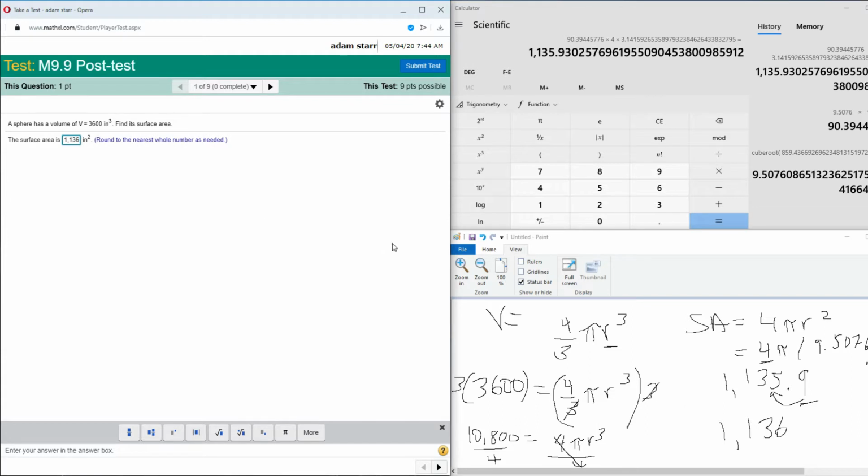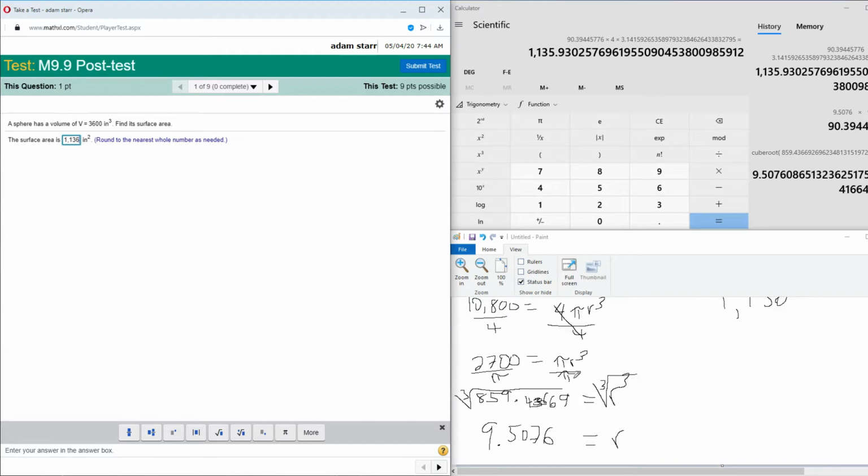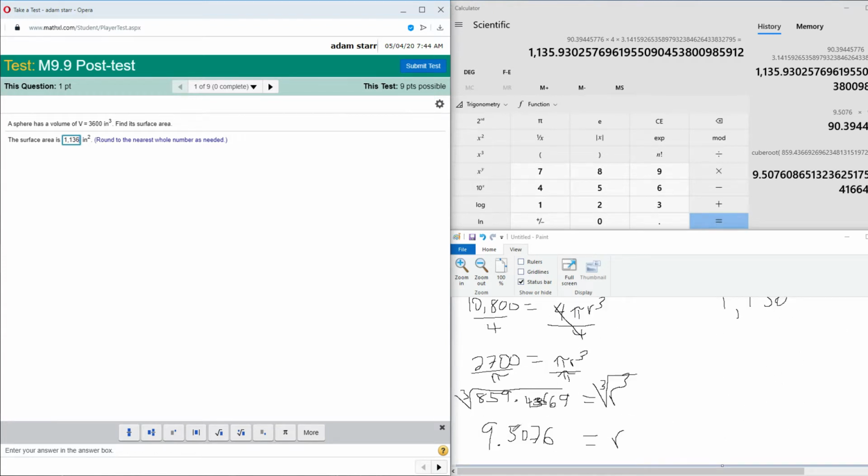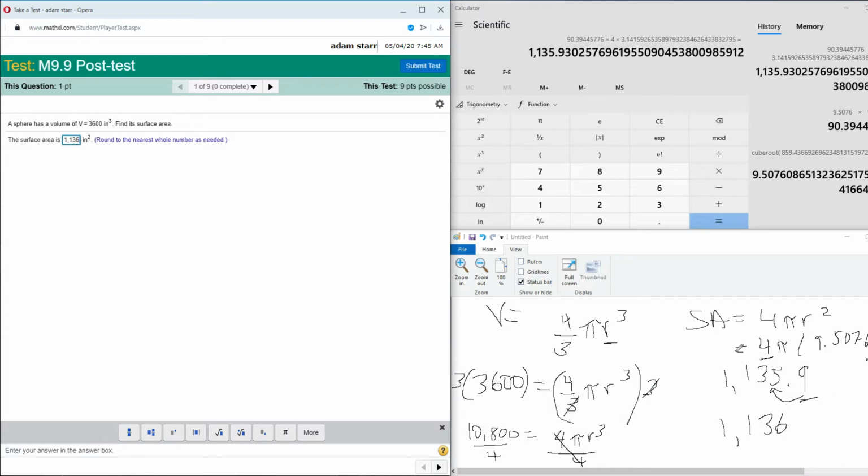Okay, so a key with this one is to not really round too much until the very, very end. We don't want to round this number, we don't want to round until the end.